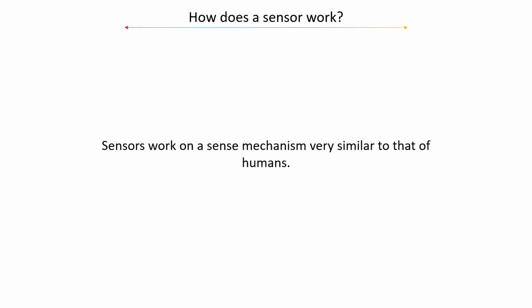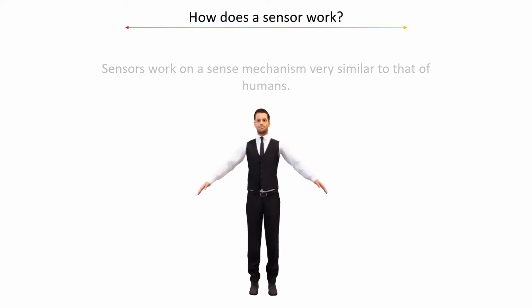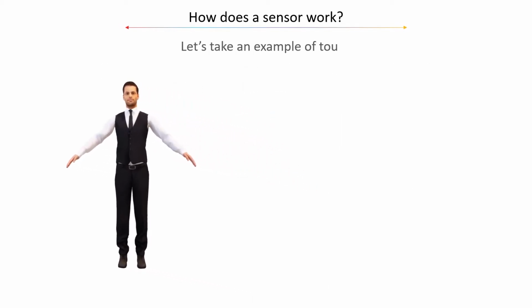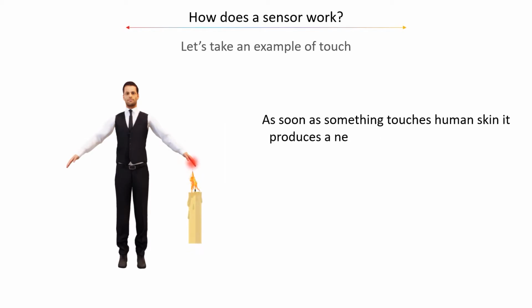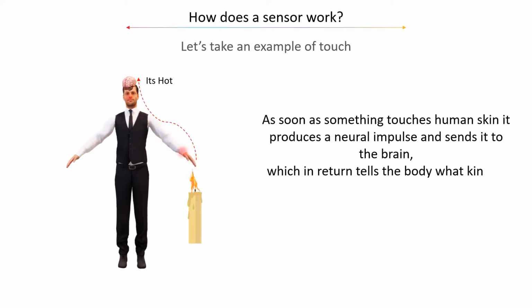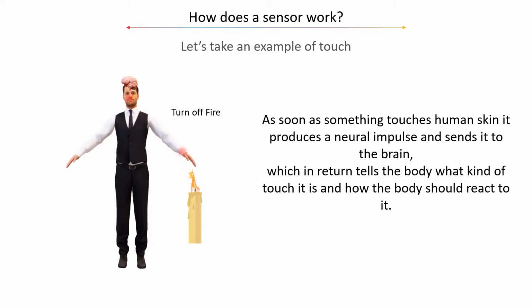Sensors work on a sense mechanism very similar to that of humans. Let's take an example of touch. As soon as something touches human skin, it produces a neural impulse and sends it to the brain, which in return tells the body what kind of touch it is and how the body should react to it.